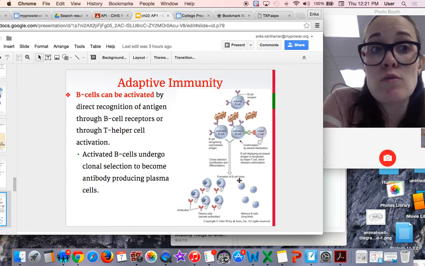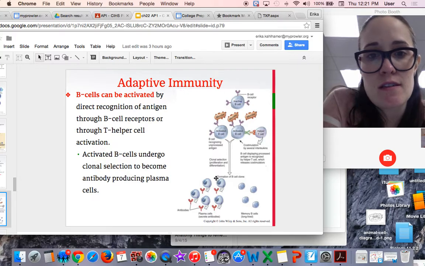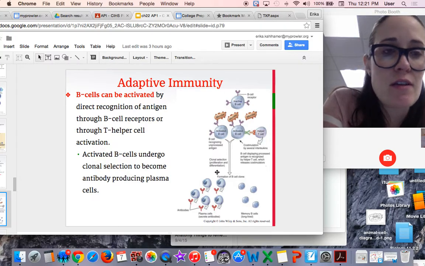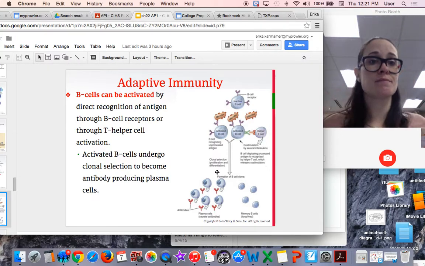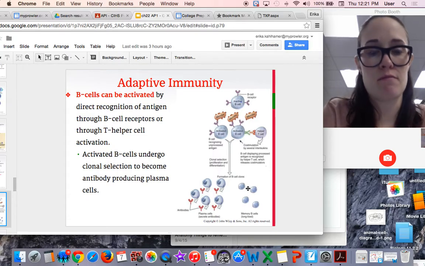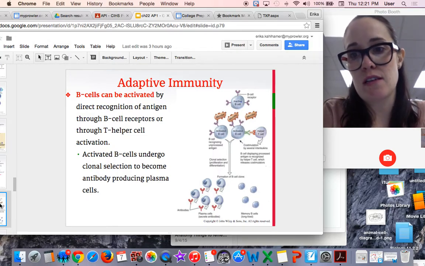Essentially, more clones of those exact same B cells are being made. Over here it says it proliferates and differentiates. All that means is proliferate, it makes more. It differentiates, it's either a memory B cell or a plasma cell.